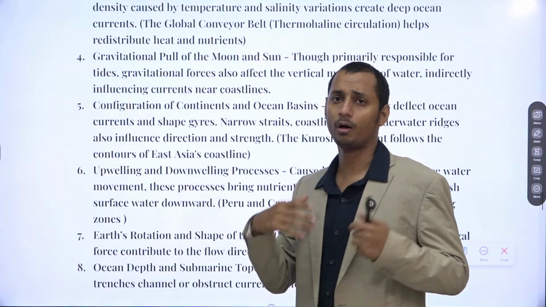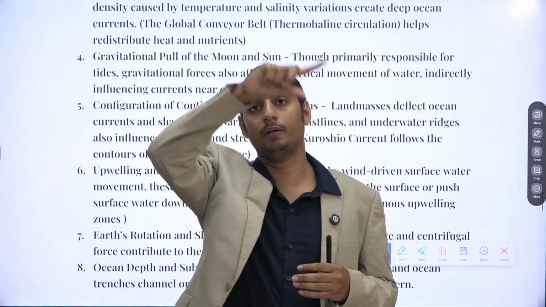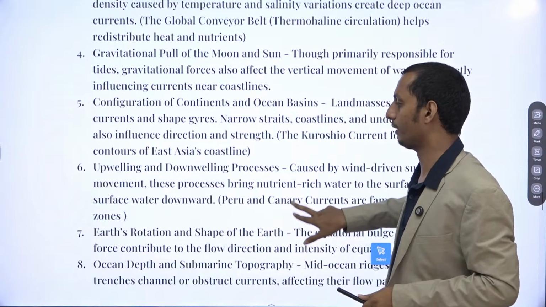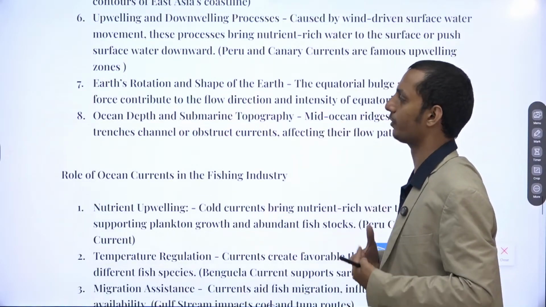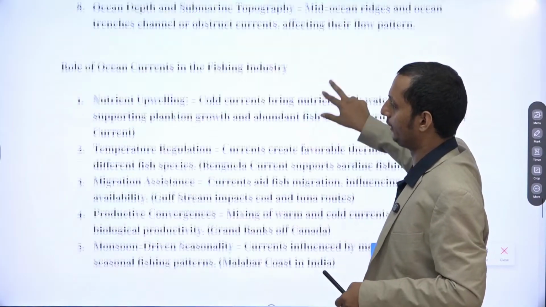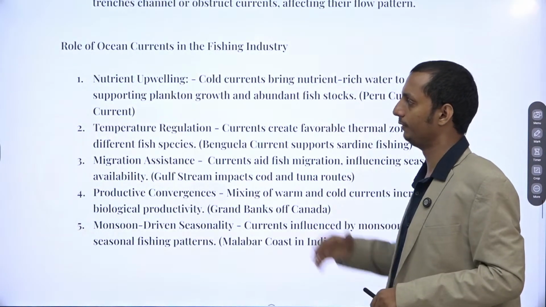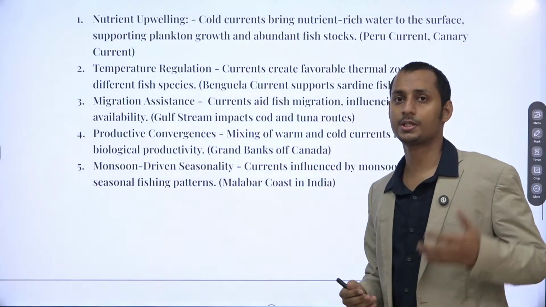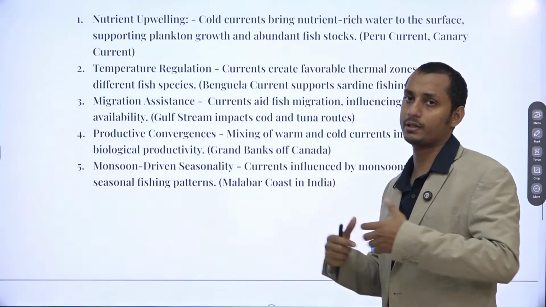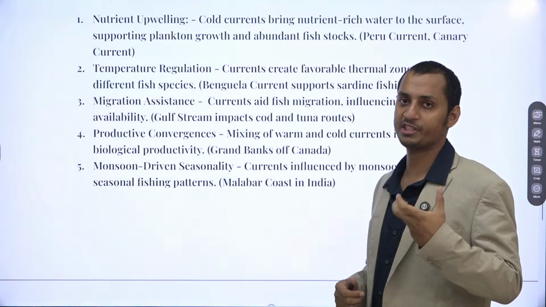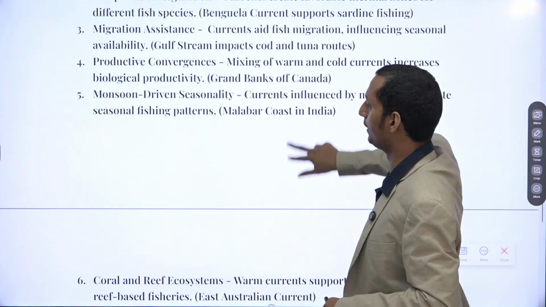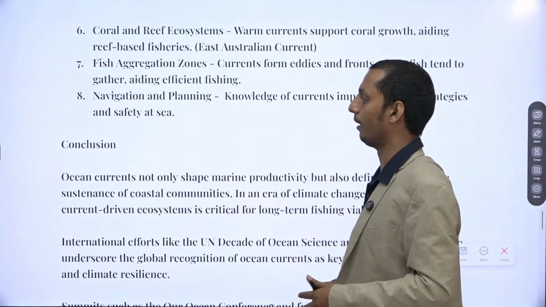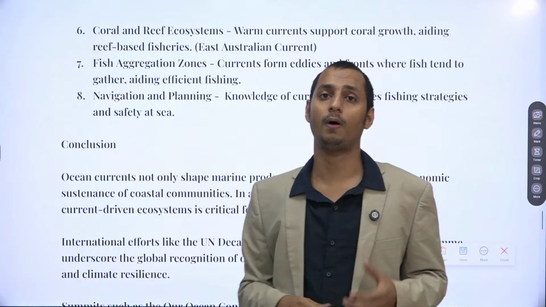You can mention the Arctic poles, because of which the temperature of the ocean currents they move along changes. Then downwelling and upwelling, Earth's rotation, the shape of the Earth, the curvature in the middle, all these factors. Now, role of oceans in the fishing industry: nutrient upwelling, temperature regulation, productive convergence zones such as the Kuroshio and Oyashio regions. That is why Japan has one of the most productive fishing sectors. Also monsoon-driven seasonality, coral and reef ecosystems, fish aggregation zones, navigation and planning. So try to mention all these factors.